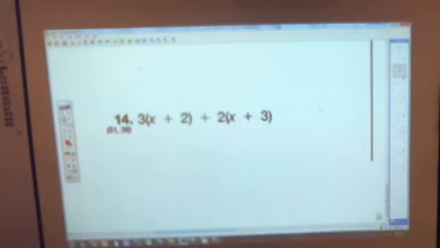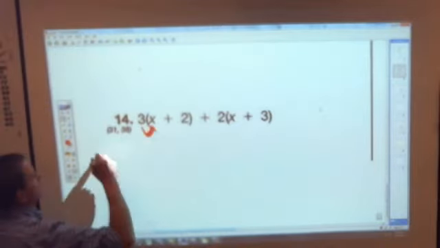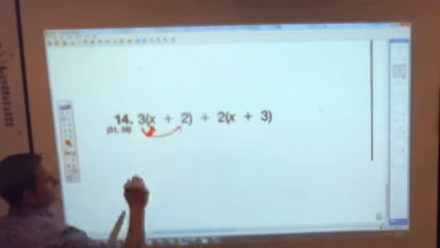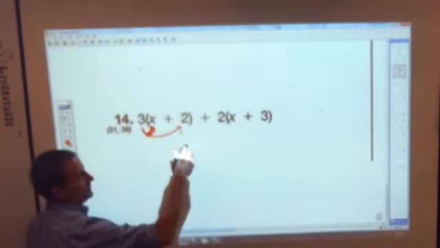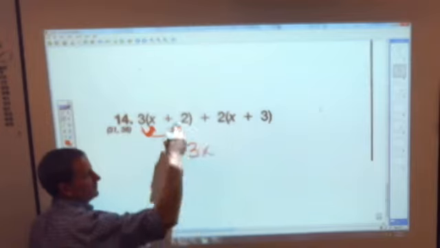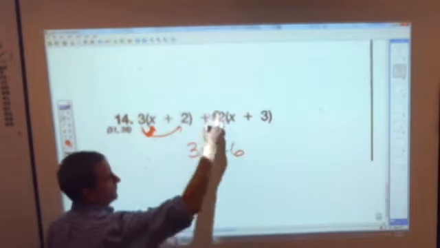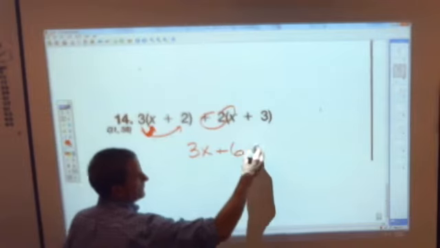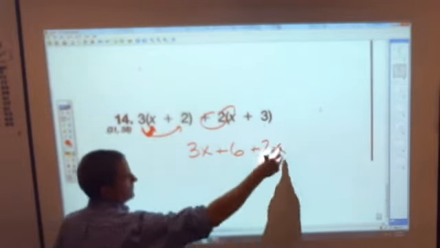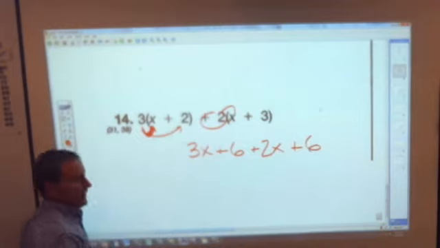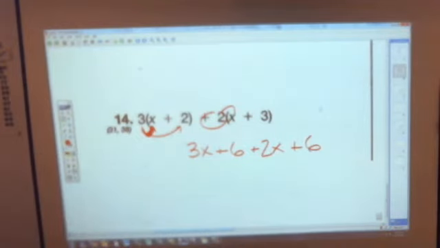Problem number 14, ladies and gentlemen. Anytime you see parentheses and you're supposed to simplify, that should signify to you distributive property. And the distributive property is nothing more than doing this. You are taking 3 times both of those, Brody, and getting what's 3 times x? 3x. And what's 3 times 2? 6. And then you do the same thing with plus 2. 2 times x is 2x, and 2 times 3 is 6. Then, once you get rid of the parentheses, you just combine like terms.